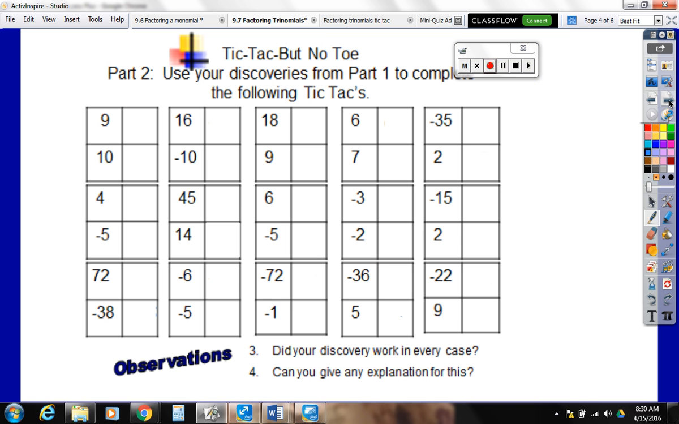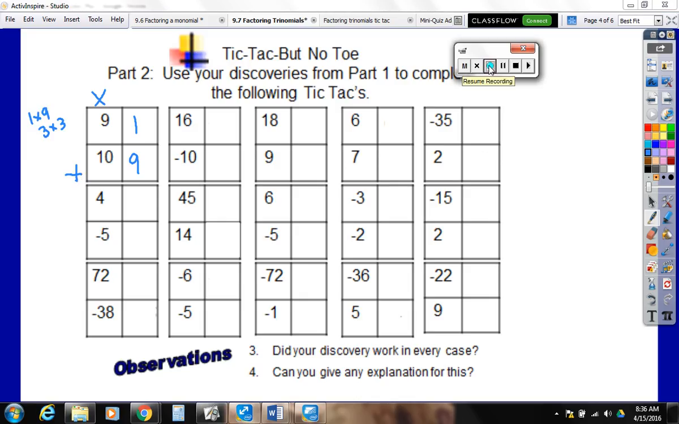Okay, what I would like you to do now is use that discovery, and you're going to complete a sheet that I gave you that has tic-tacs on it. So just a little reminder of what you're doing. You're finding two numbers that multiply to give you the top number and add to give you the bottom number. Okay, so I'll give you maybe 3 or 4 minutes to work on this and see how many you come up with. You probably won't get the whole thing done, but just see how many you can come up with. If you get stuck on one, go to another one.